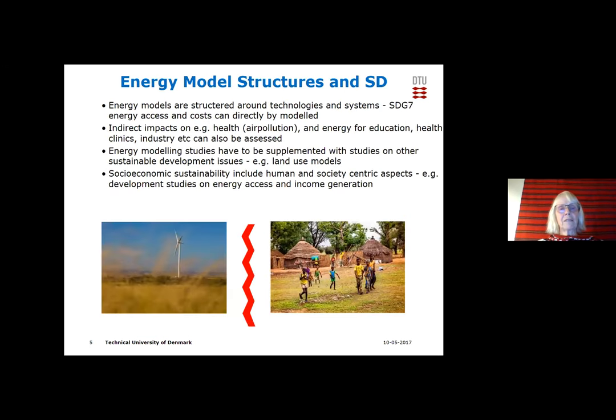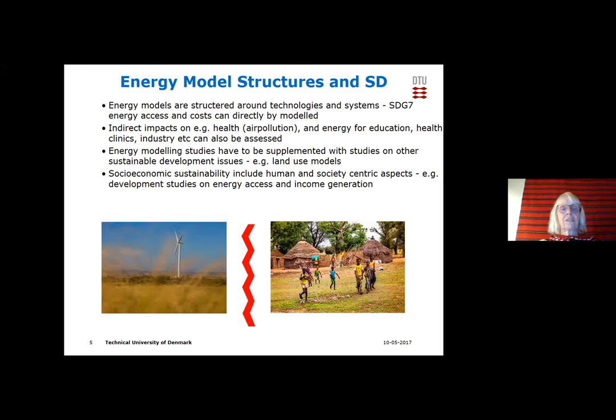One of the problems when we look at energy model structures and sustainable development is that the energy system models are structured around technologies and systems. So in this way, we can very well address sustainable development goal 7 on energy access, and we can also model cost. We can model air pollution, other health issues, energy for education, health clinics, industry, and so forth. But there are some very important SDG issues that are difficult to model in energy system models. So we have to supplement our models with other models.